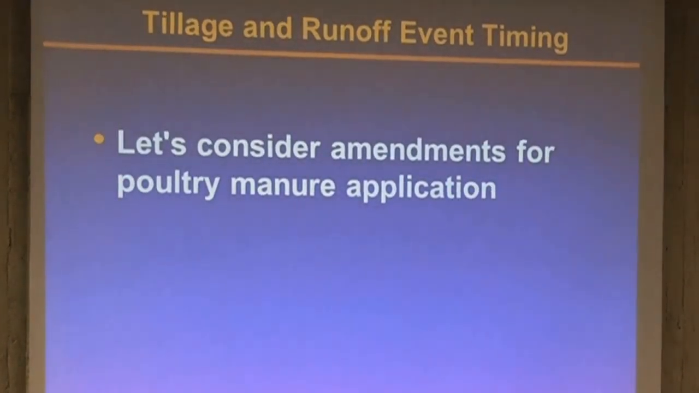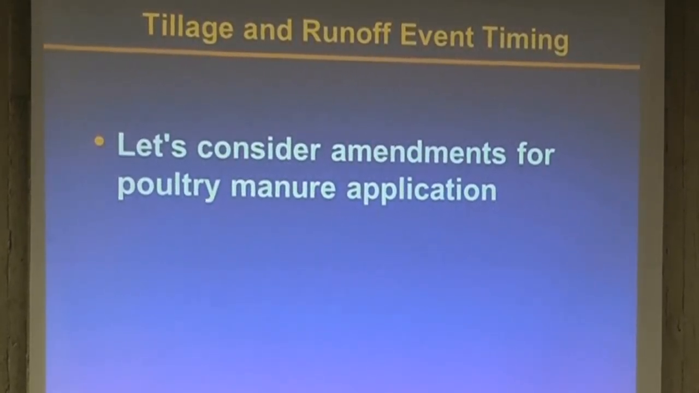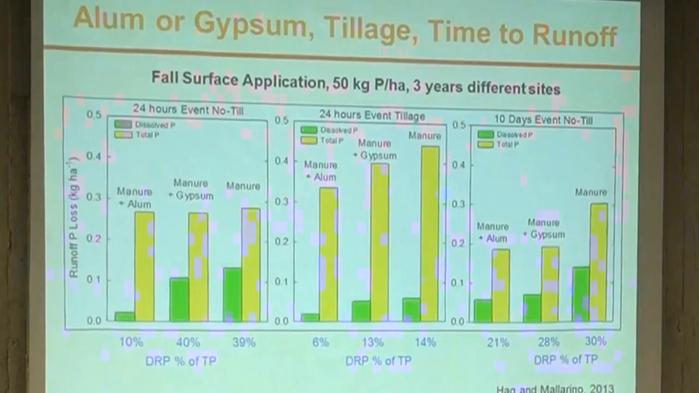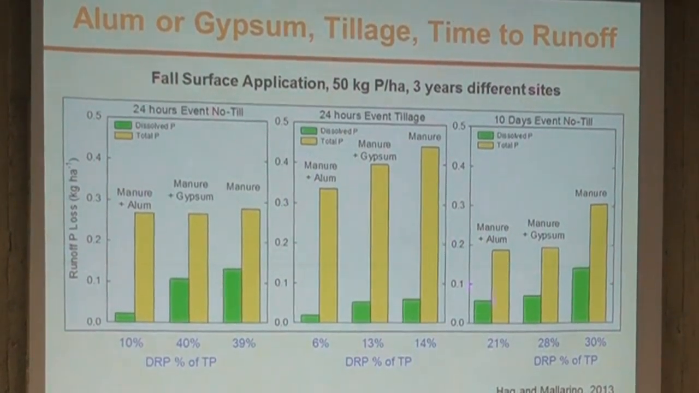Now, let's consider something else, which is the amendments to poultry manure. We went with poultry because there was some research done in the south and in the east adding gypsum or alum, aluminum sulfate, to poultry manure to try to reduce the dissolved phosphorus loss when poultry manure is applied. This is something we did a few years ago. This is super complicated, I'm sorry, but I wanted to show everything in one slide.